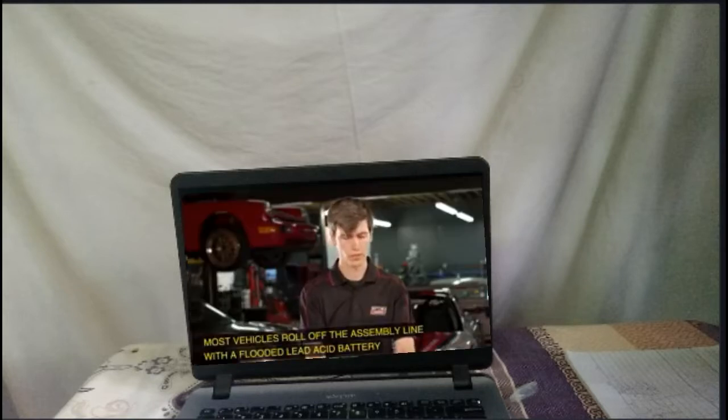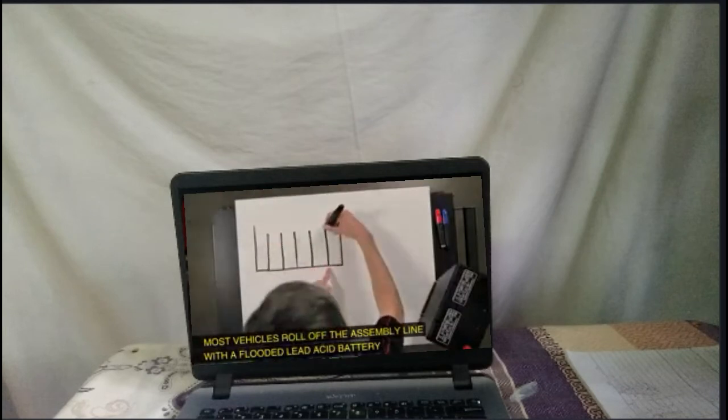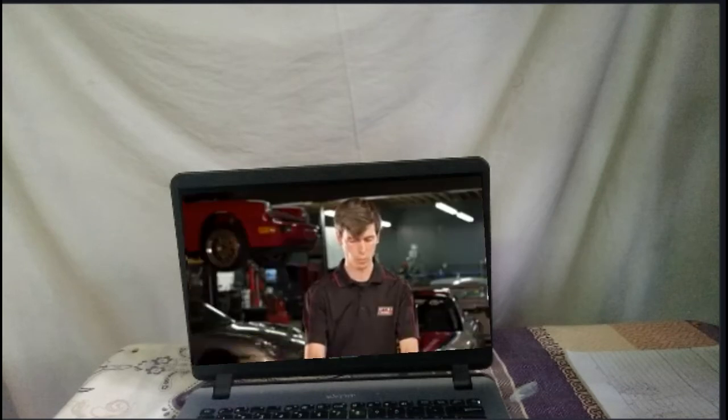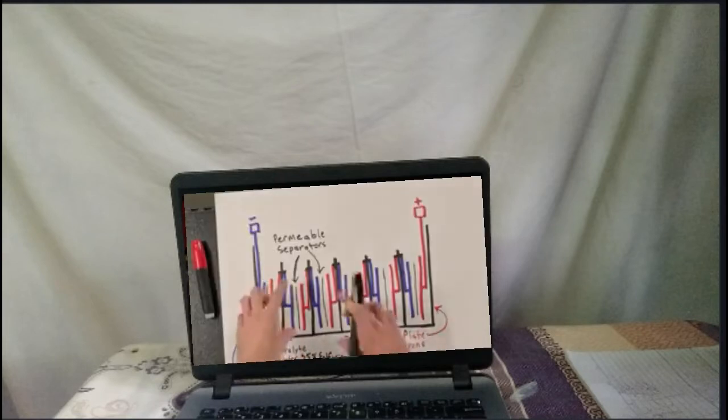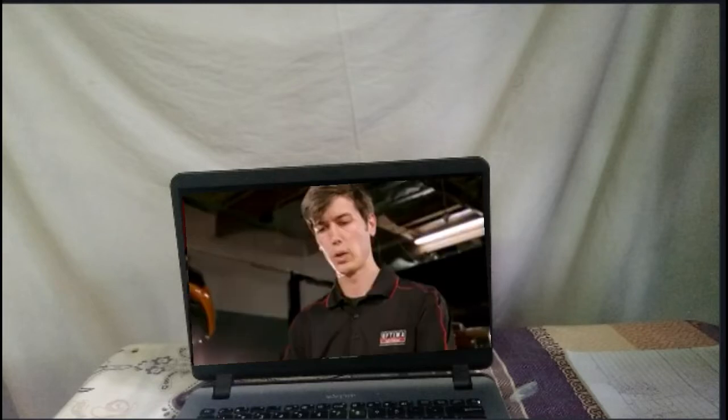So looking at the construction, you've got 6 individual cells, and within each cell you have multiple plates, both positive plates and negative plates. So you can see here between those positive and negative plates, you have a permeable separator, and then all of these plates are resting in an electrolyte solution, so it's 65% water, 35% sulfuric acid.